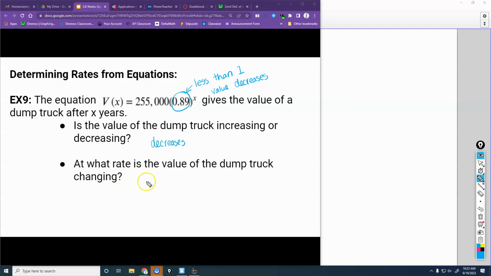All right, here's the other question. It's a little harder to do. What rate is the value of the dump truck changing? It is not 89. Now, 89% is the percent of its value that it's keeping, right? So it retains 89% of its value. But when we do that B value, if we have decay, we do 1 minus that rate, right? That rate is what it's asking for right here. So if I got 0.89, I subtracted 0.11, right? So it's 11%. Because if I do 1 minus 0.11, I will get 0.89. So it is 11% decrease.